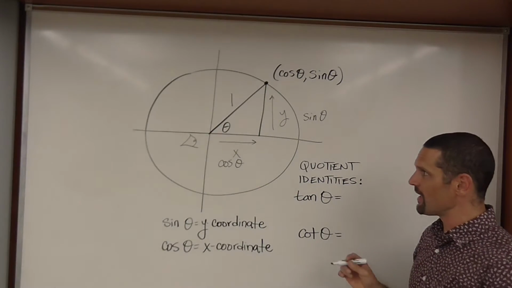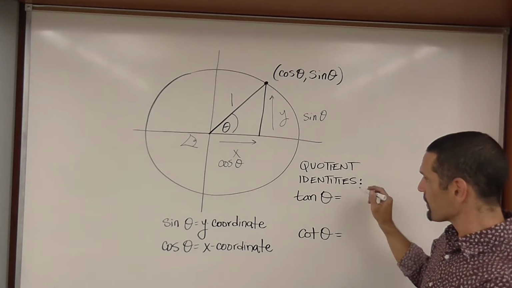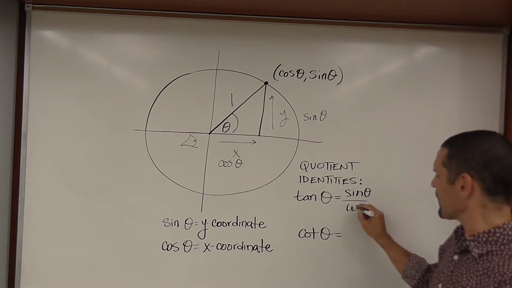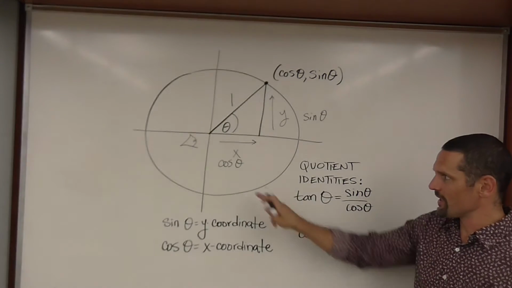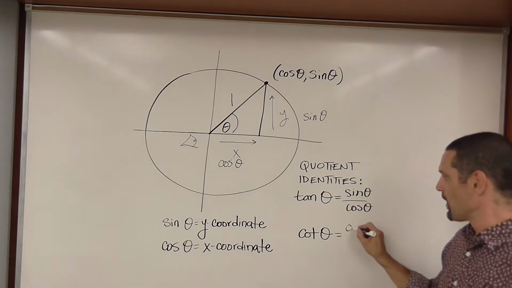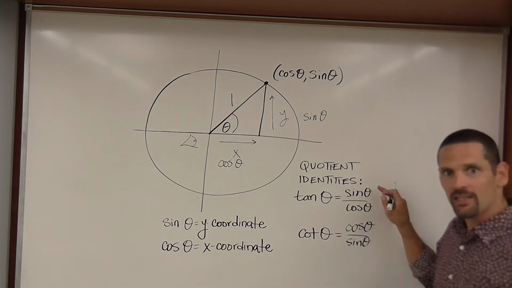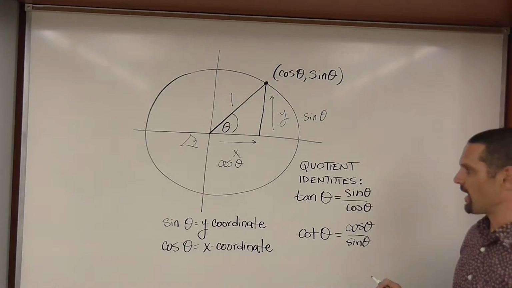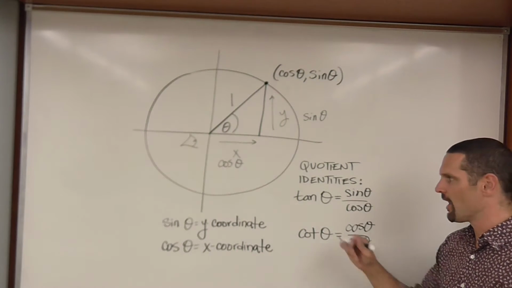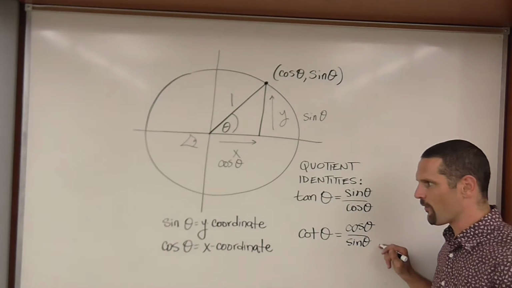Tangent theta is opposite over adjacent. Of course, that's y over x, or sine theta over cosine theta. If cotangent is adjacent over opposite, that means cotangent theta can be written as cosine theta over sine theta. We call tangent theta equals sine over cosine a quotient identity, and cotangent is cosine over sine. That's also known as a quotient identity. Notice that these are still reciprocals. Sine over cosine's reciprocal is cosine over sine.